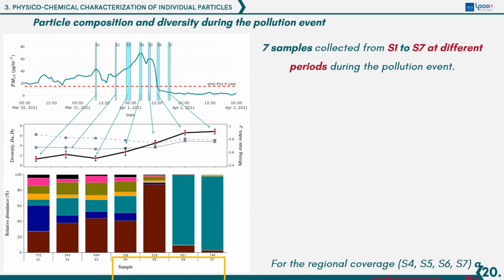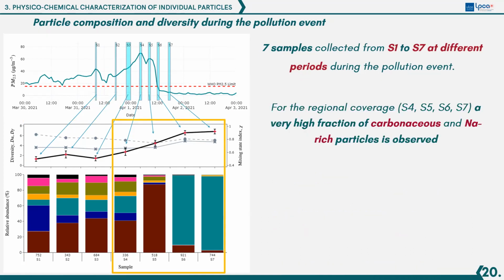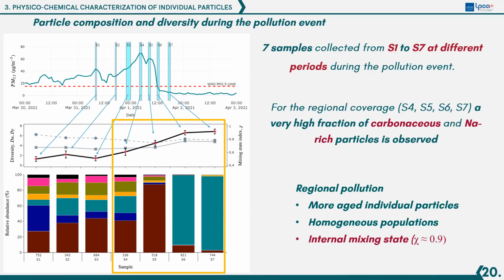When you observe the sample collected during the second event, mainly influenced by transport, you have a very high fraction of carbonaceous and NRH particles. Therefore, during the regional pollution event, you have more aged individual particles, more homogeneous populations, and more internal mixing. So with the mixing state index, you can discriminate between local pollution events and regional pollution events. I will stop here.